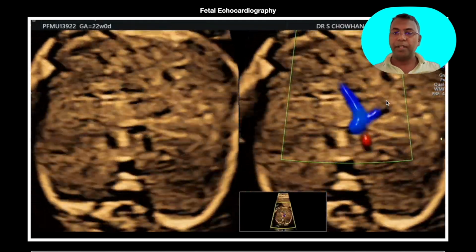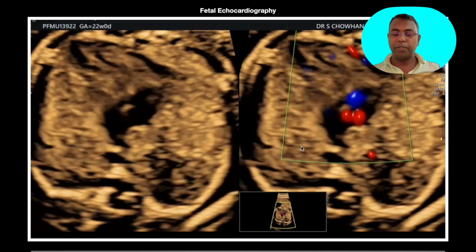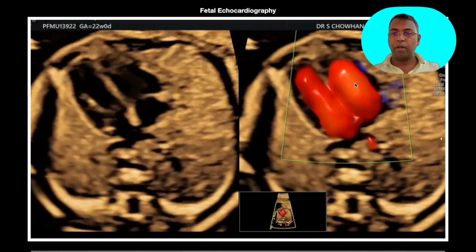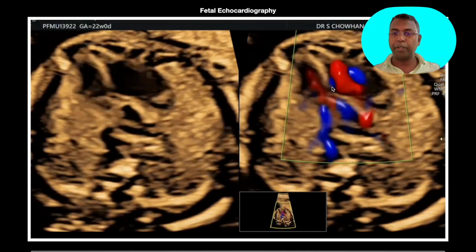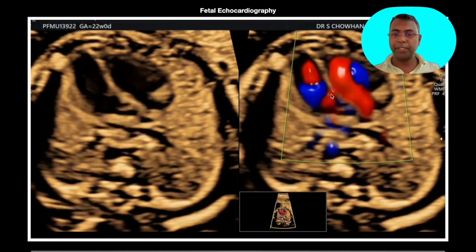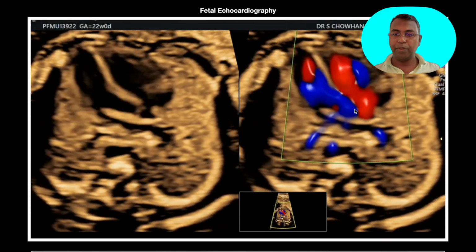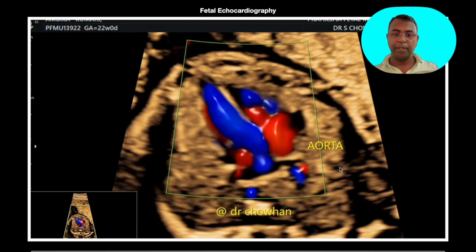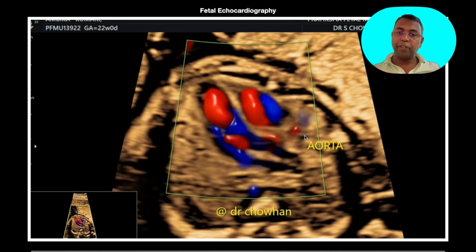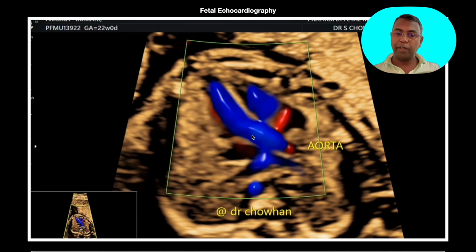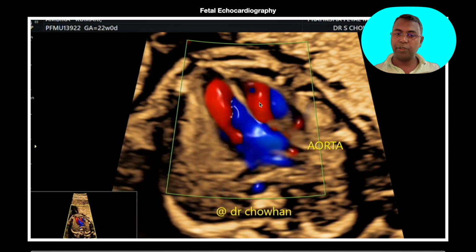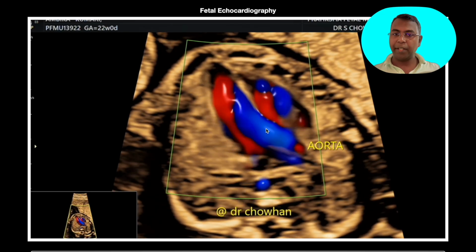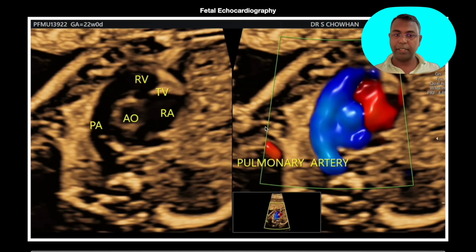Switch on the color. Again, from the stomach, you can see an adequate flow in the 4-chamber. There is no flow across the septum, so no VSDs. This is the LVOT view, 3-vessel trachea view. This is the LVOT view which I have shown. There is an adequate filling of the LVOT, and there is no Y-shaped pattern indicating overriding or VSDs.